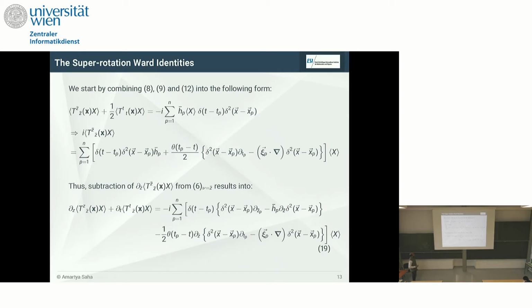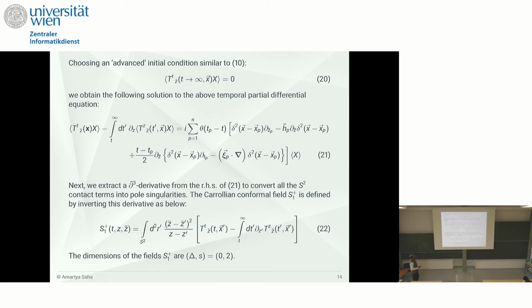On the left hand side there is this del t and this del z. We'll be inverting this del t operator first, and we'll get a theta function from here, and a t theta t kind of dependence. Again I am choosing an advanced initial condition like this. Solving this temporal partial differential equation, the solution is obtained as equation 21.